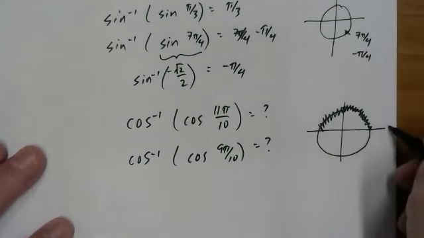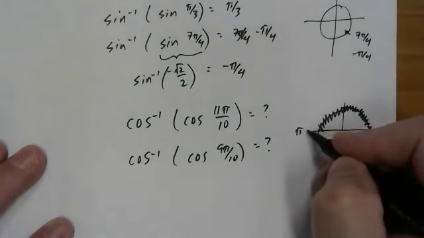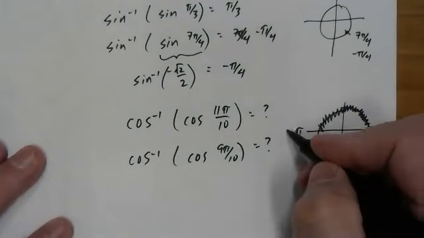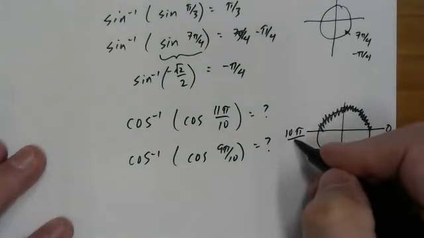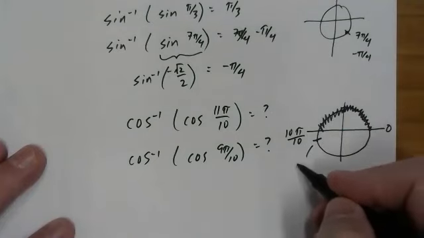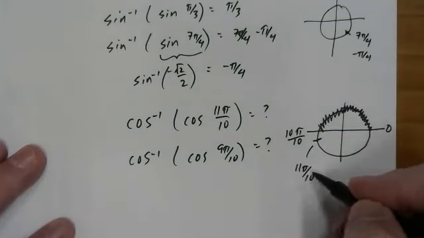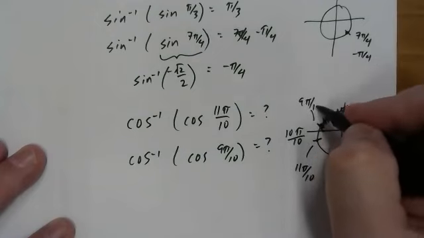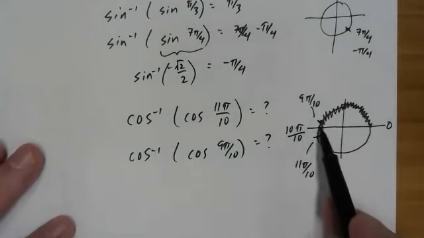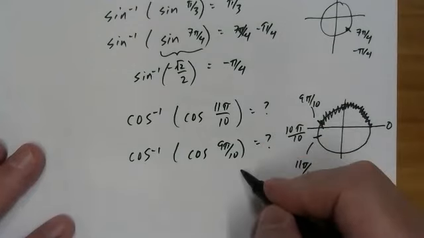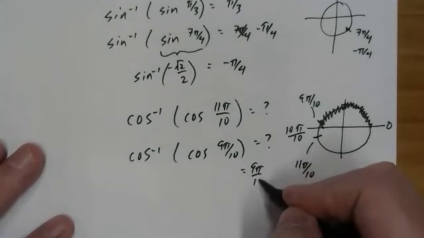Well, 11 pi over 10, this is pi. And say I convert this to a fraction with a denominator of 10, it's 10 pi over 10. So 11 pi over 10 is right here. And it turns out 9 pi over 10 is right there. So 9 pi over 10 is okay. I can use a shortcut. So the answer for this one would just be 9 pi over 10.